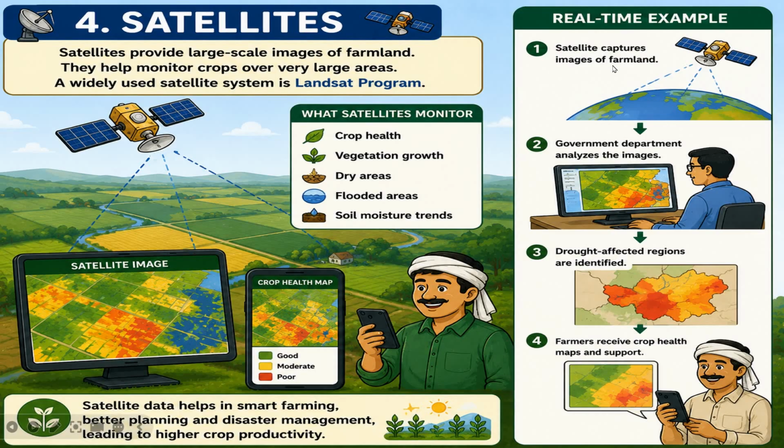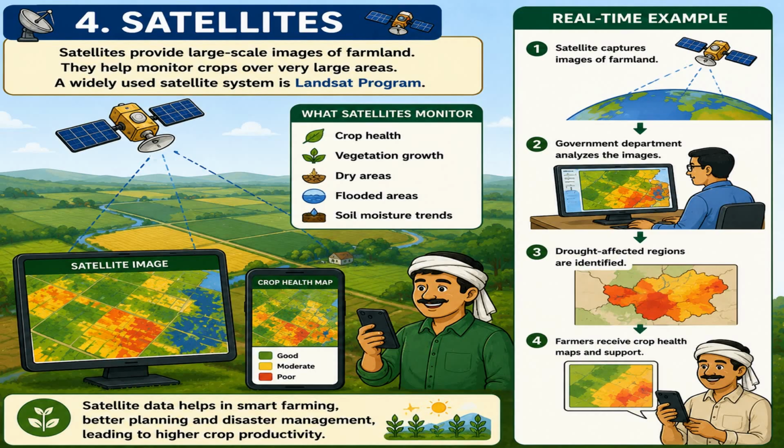So here again you can see a real-time example on the right side. Here first a satellite will capture the images of the farmland. Next, a government agricultural department or experts analyze these images using computers, and the analysis helps identify drought-affected regions and other areas that need attention. So after the analysis, the farmers receive the crop health maps and also useful recommendations on their mobile devices, and these maps show which parts of the field are healthy and which areas require support.